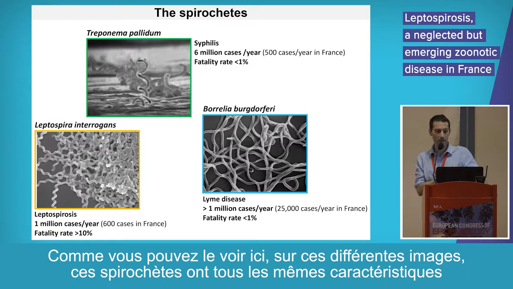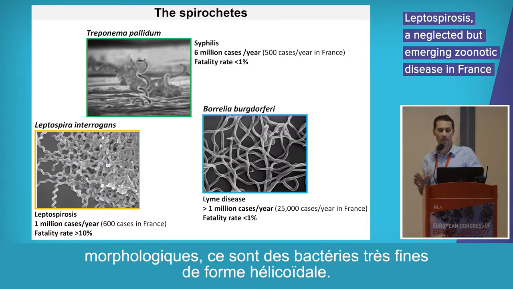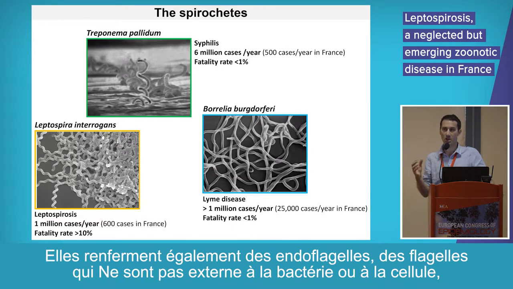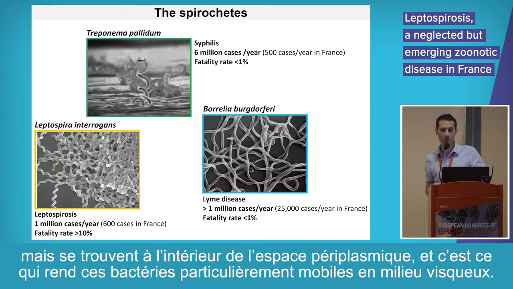As you can see here in the different pictures, all these spirochetes share the same morphological features: they are very thin and helical-shaped bacteria. They also have endoflagella, so flagella that are not external to the cell, but within the periplasmic space, and that makes these bacteria highly motile in highly viscous media.